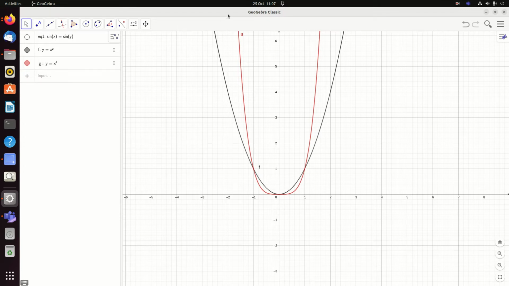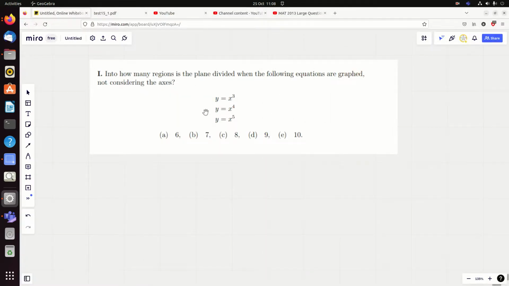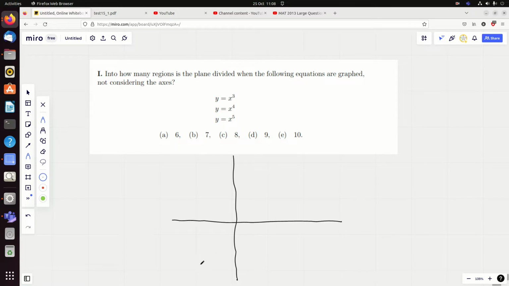So that's a really important consideration to bear in mind when I'm about to do the next question. I'm going to draw these three graphs on the same axis, on the same graph, sorry, and I'm just going to try and count the regions. I'm going to draw y equals x cubed first, which looks something like this.